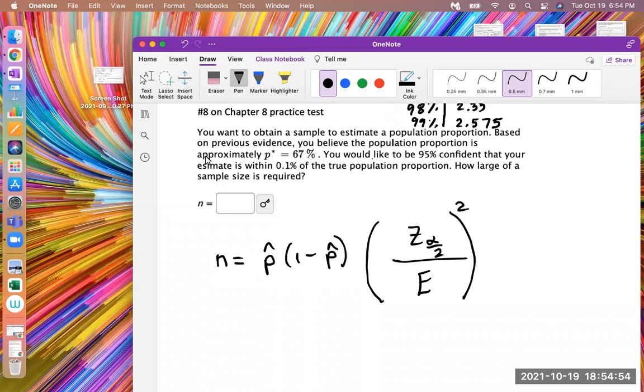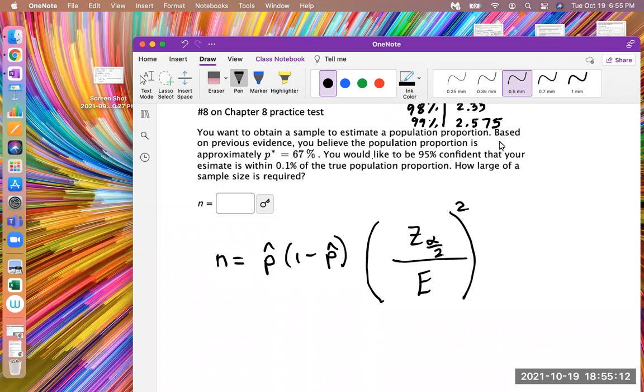I'm working on number 8 on the chapter 8 practice test. These are one of the hardest ones, where you cannot use the calculator. Whenever they ask you for the sample size, you have to get down and gritty and use the formulas. You want to obtain a sample to estimate the population proportion. That's important. This is a proportion problem.